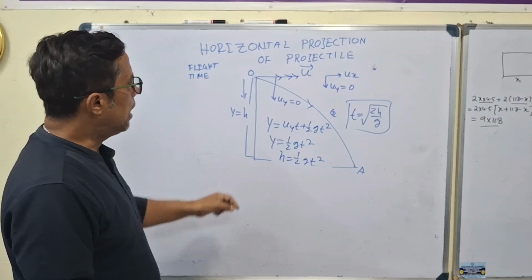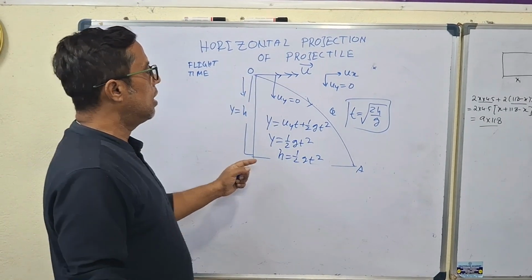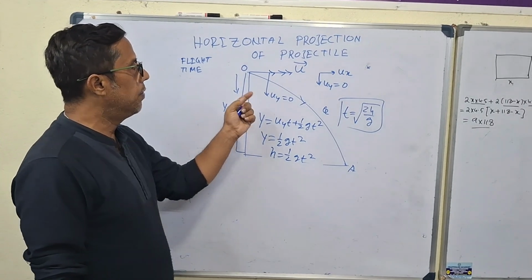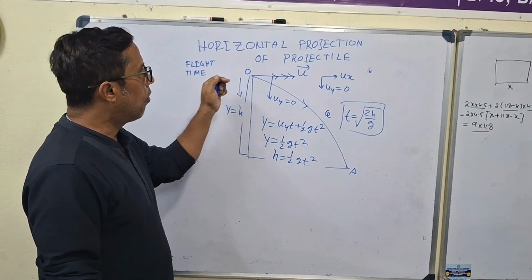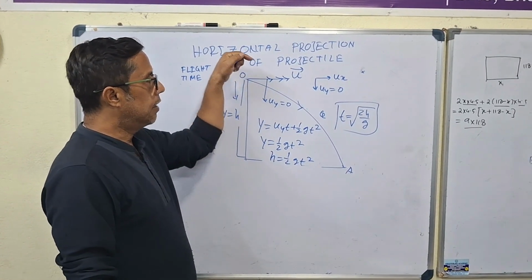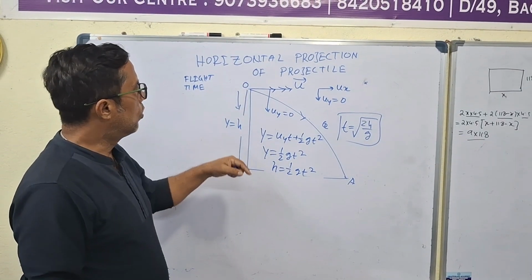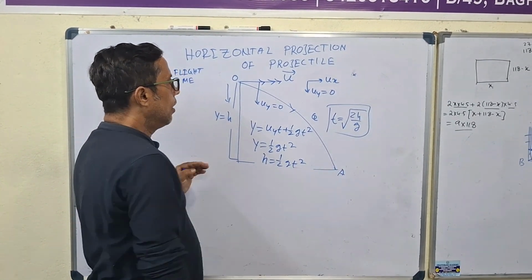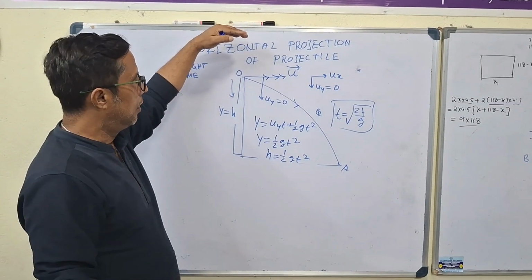If you see, the initial velocity is not in this formula, that means the time of flight is independent of its initial velocity. It only depends on the vertical height, right? So if you want to increase the time of flight, you have to increase the height, right?